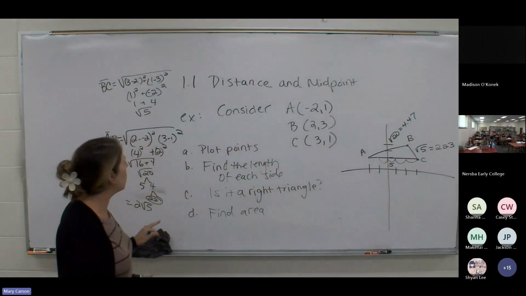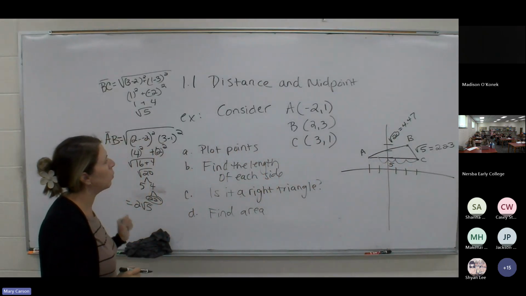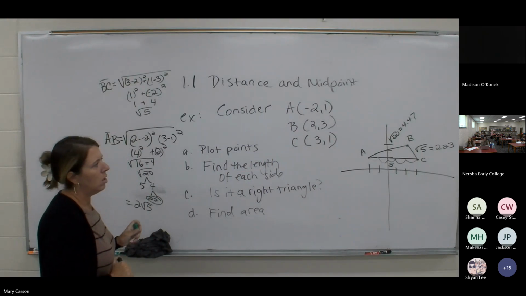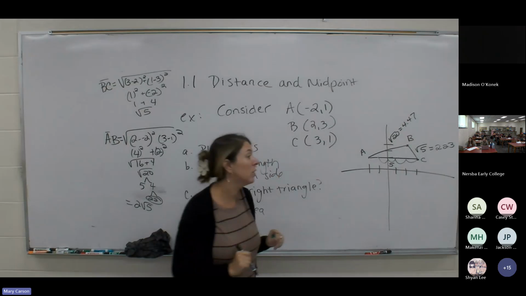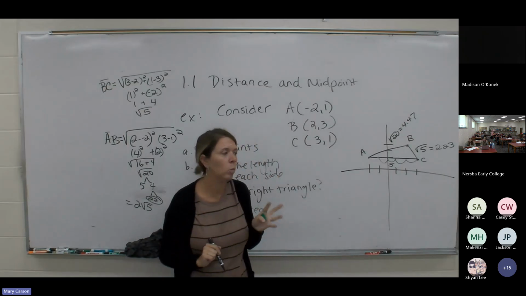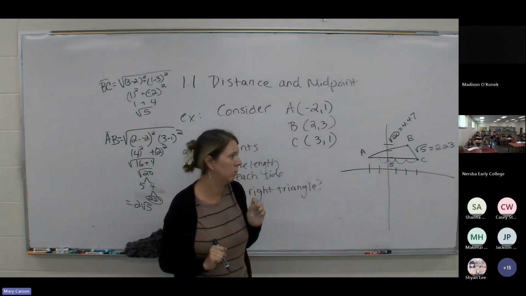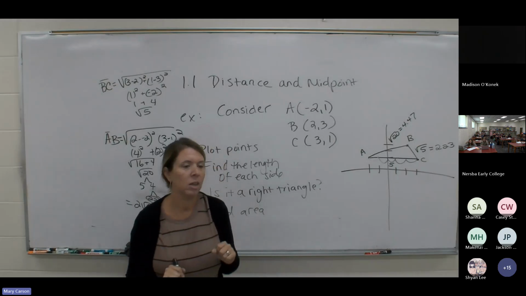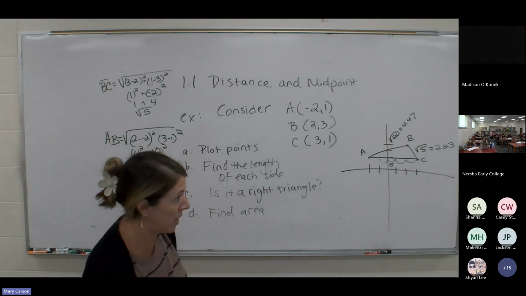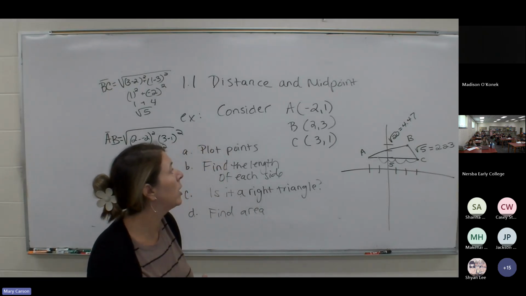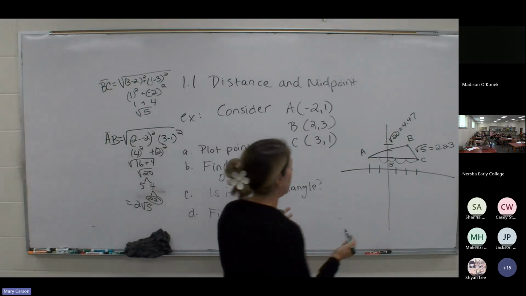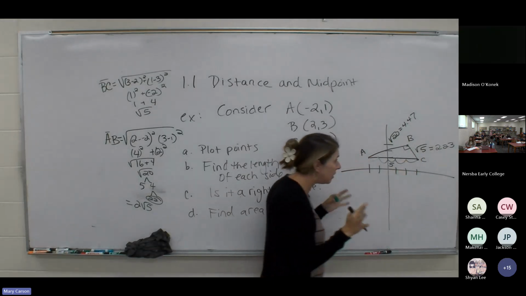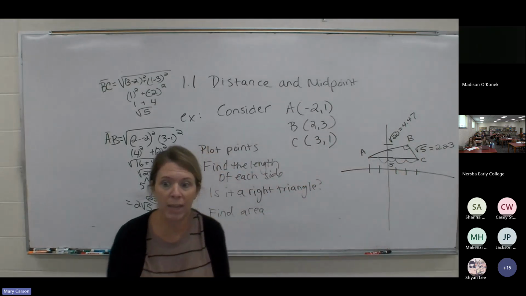All right, now we want to determine, is it a right triangle? Does anybody know how we would determine that? If it does have a right angle, where do you think it would be? If it's a right triangle, it means it has one right angle, right? So where do you think it would be if it did have it? It would have to be at B, right? This would have to be the right angle if it is a right triangle, okay?